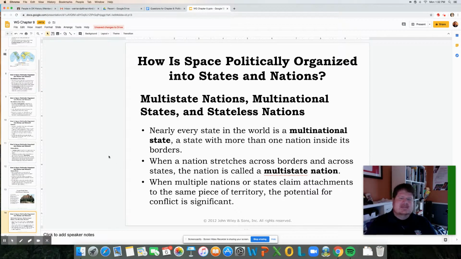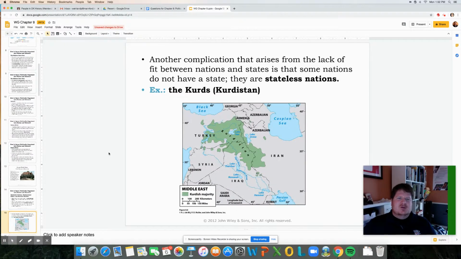Then you have multi-state nations. A nation stretches across the borders, across the states. This can happen through time. We also have stateless nations. The Kurds have been fighting for their own little nation for years throughout parts of Iran, Iraq, Syria, and Turkey.